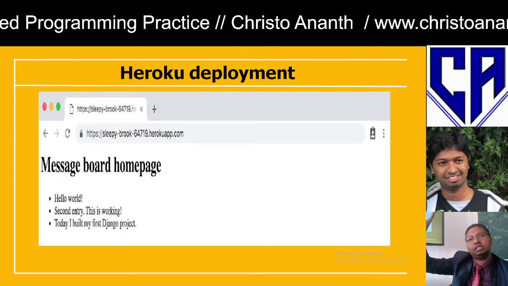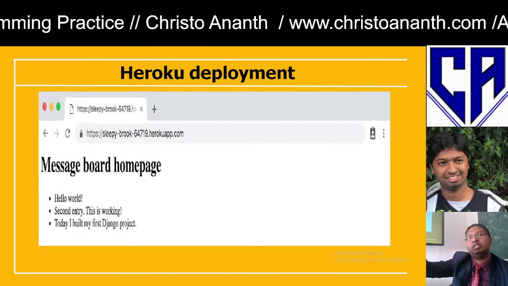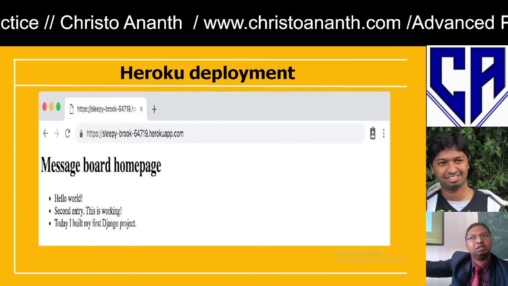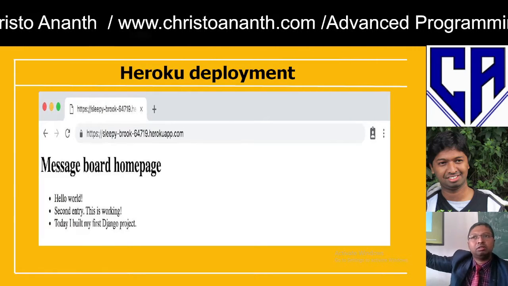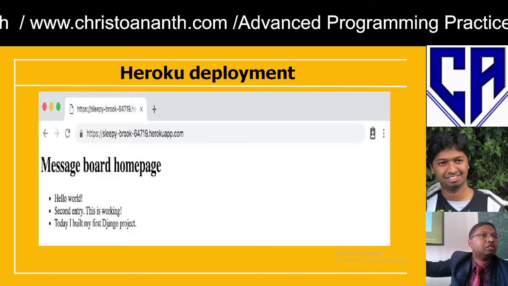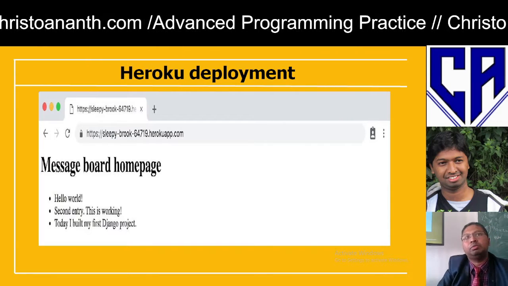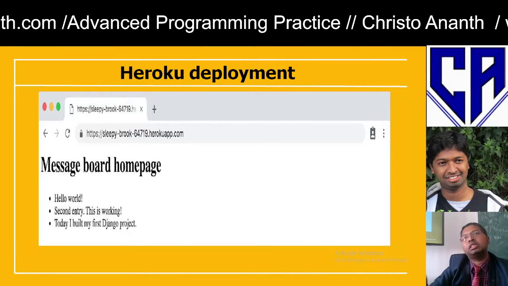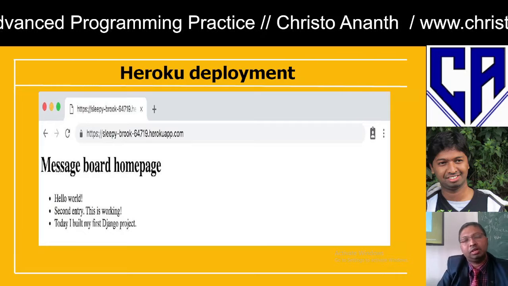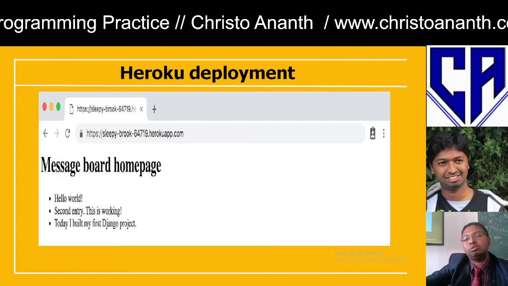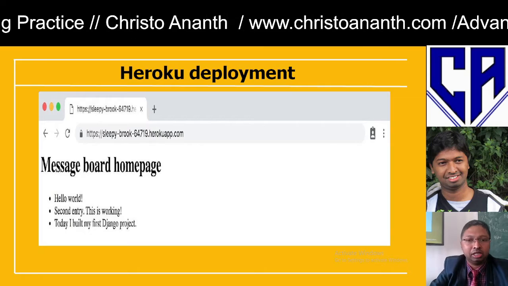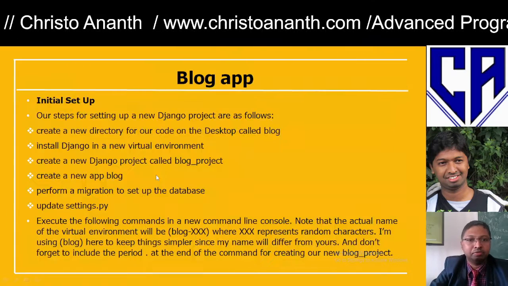Remember in the previous case we had 127.0.0.1:8000, but here in the browser address you see sleepy-brook-64719.herokuapp.com, which means it is successfully deployed. That was a sample test case, and it was successfully deployed.